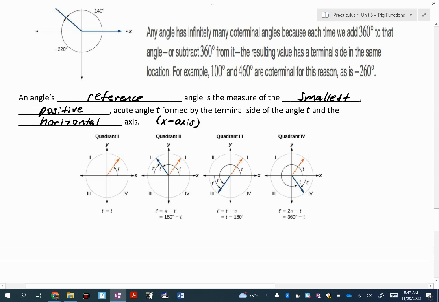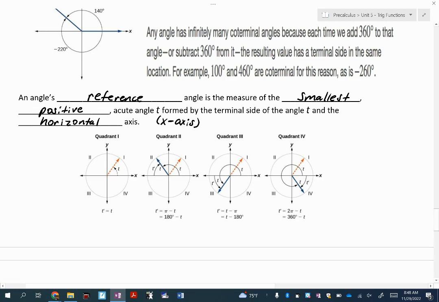All right, so quadrant 1 is the simplest one. If your terminal side ends up in quadrant 1, it is always going to be that distance from the x-axis to that terminal side, and it will just be the reference angle. So like if your angle is 45 degrees, the reference angle for 45 degrees is also 45 degrees.